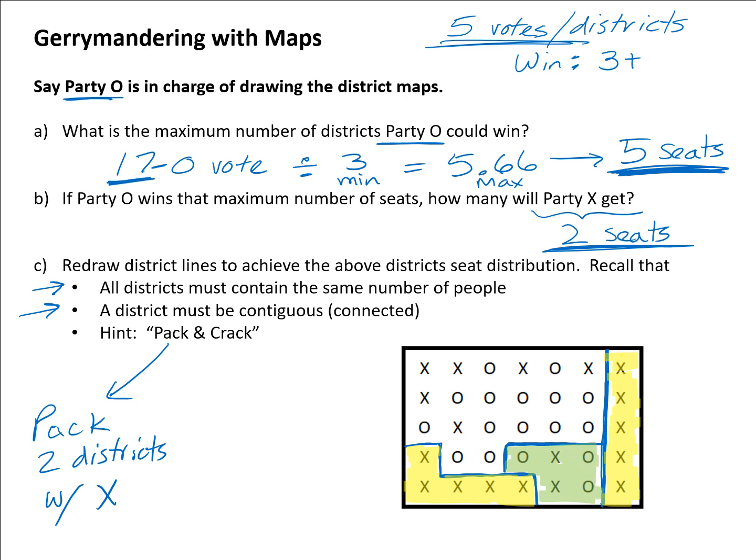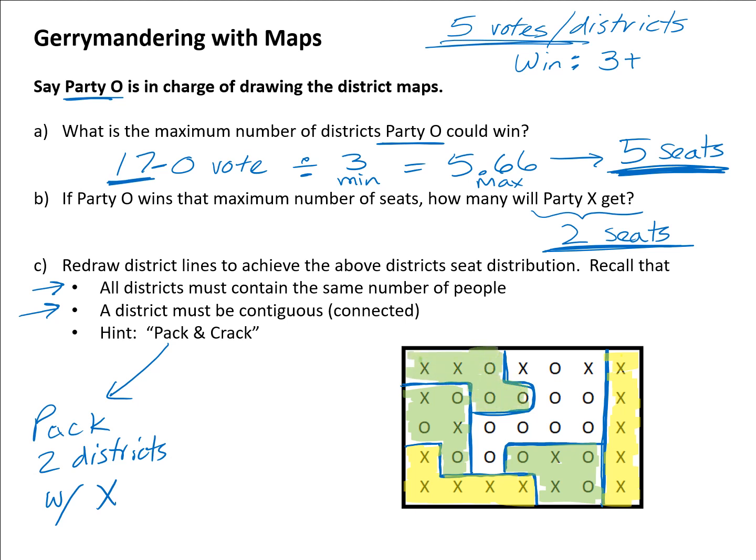So this district will be won by Party O. Now I'm going to go up and try that again. I want to grab 2 X votes, but no more than 2. I can see 4 kind of in the upper left corner. I'm going to split those up, so 2 of them go with 3 O votes, and that becomes a district won by the O party. And then the 2 other X votes I'm going to grab with 3 O votes. You can do that in multiple ways; I'm just choosing to do it that way. So I now have 2 more districts that go to Party O.